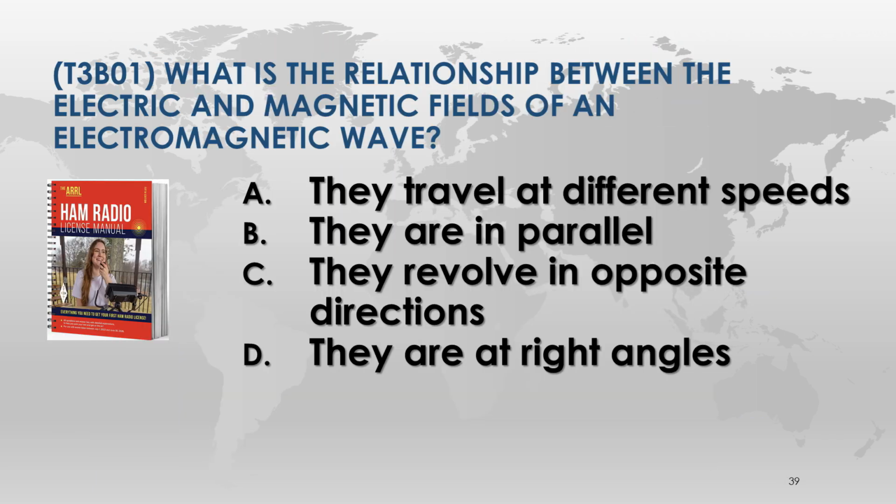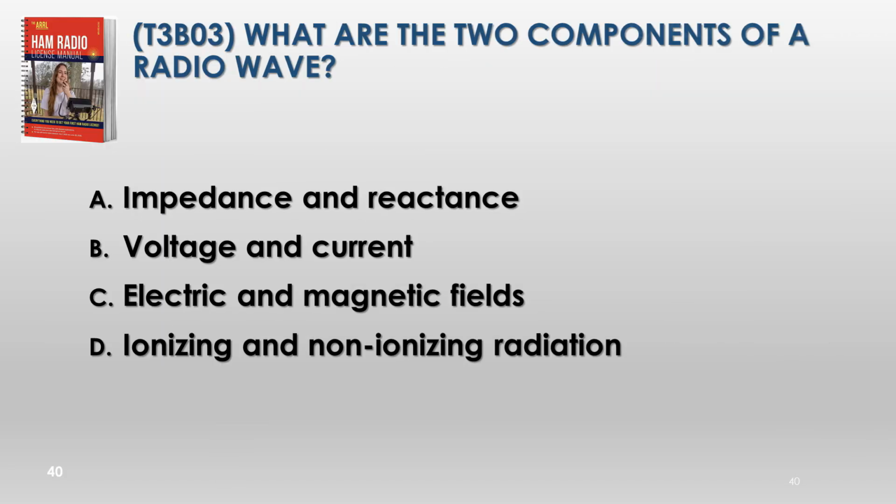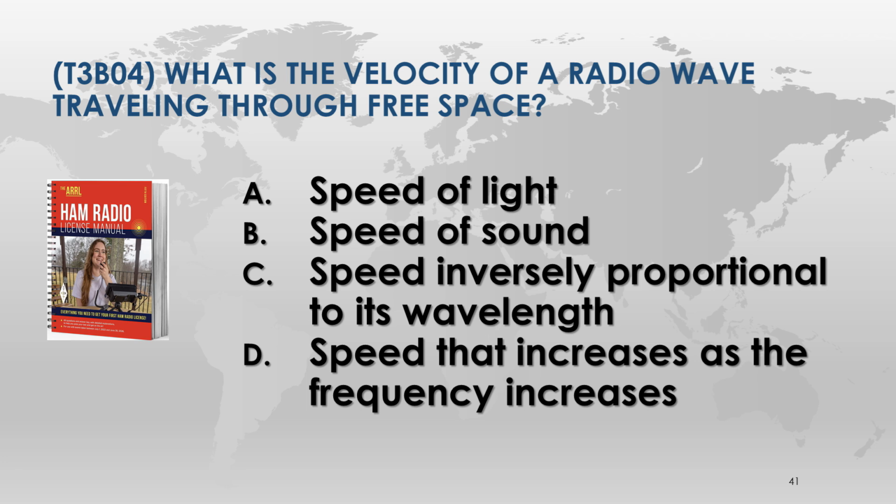Questions? What is the relationship between the electric and magnetic fields of an electromagnetic wave? Delta. Somebody owned that. They are at right angles. What are the two components of a radio wave? Charlie, you guys were listening or you studied? I'm studying. Either that or I'm just a really good teacher. I don't think it's that one. What is the velocity of a radio wave traveling through free space in a vacuum, by the way? Alpha. Speed of light.